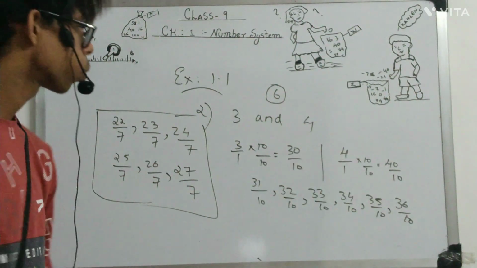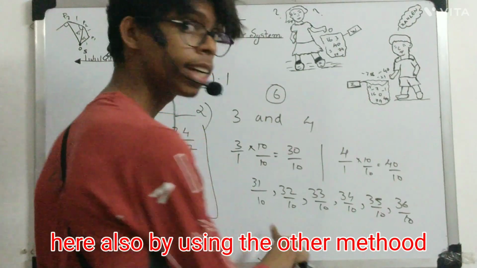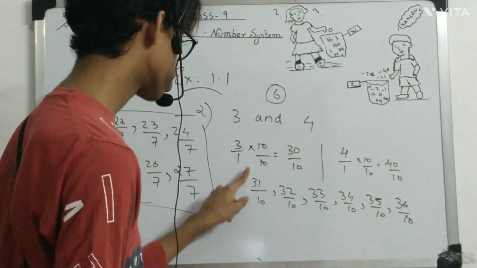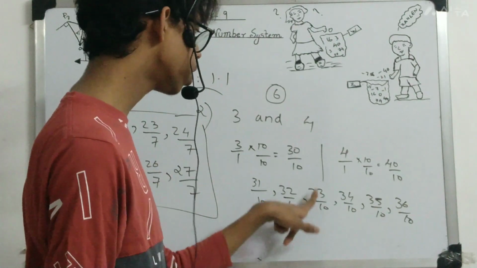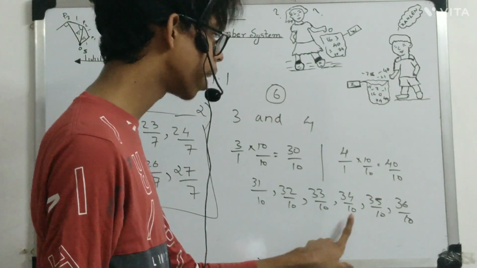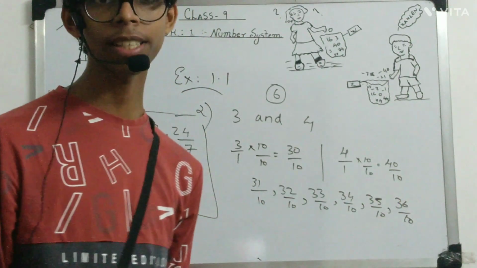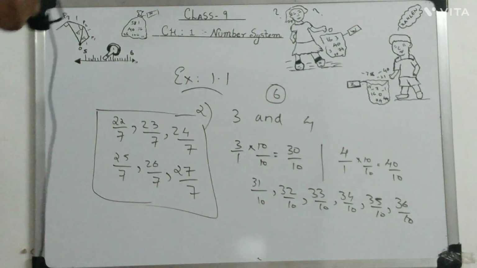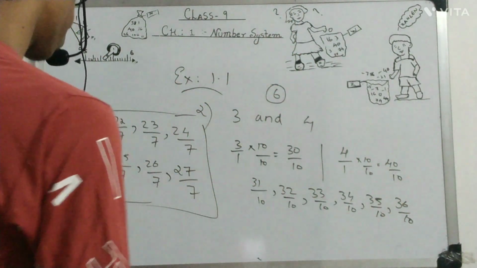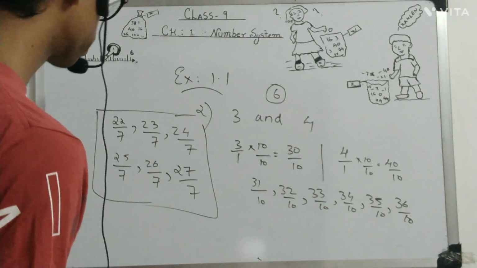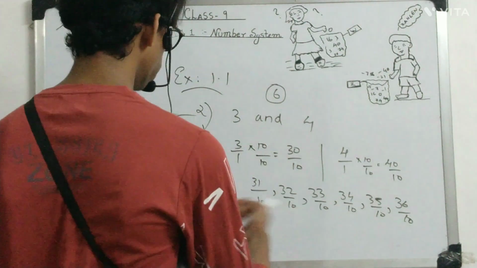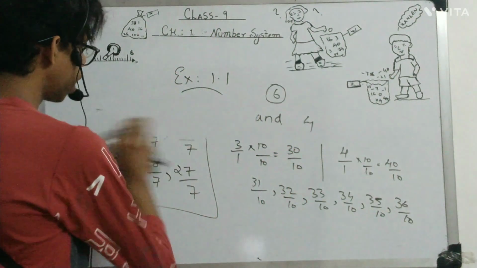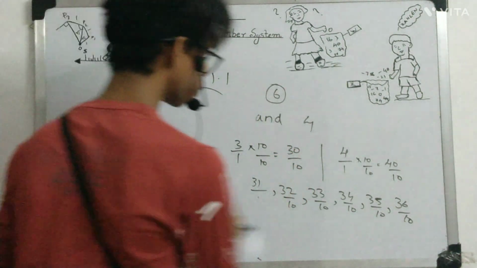So here also we will be getting exactly 6 rational numbers between 3 and 4. That is 31 by 10, 32 by 10, 33 by 10, 34 by 10, 35 by 10 and 36 by 10. I hope I am clear. Either way you can use and you will be getting 6 rational numbers. So this is your answer. Now let us move on to our third question.